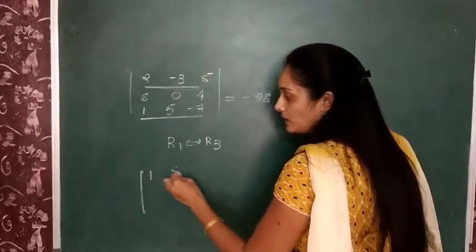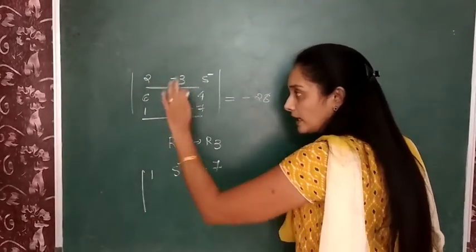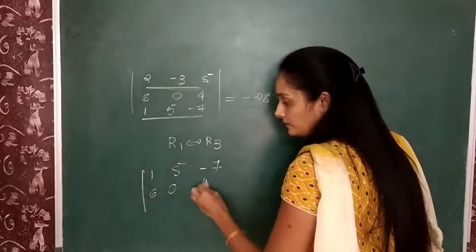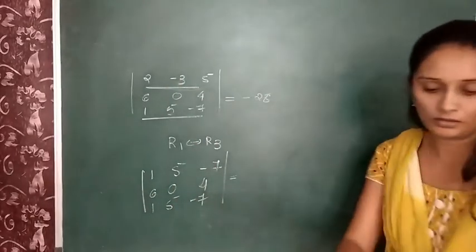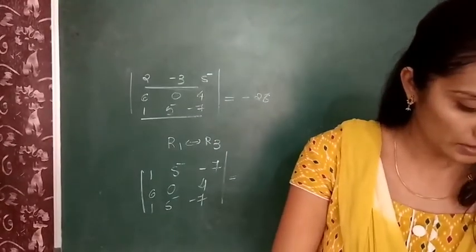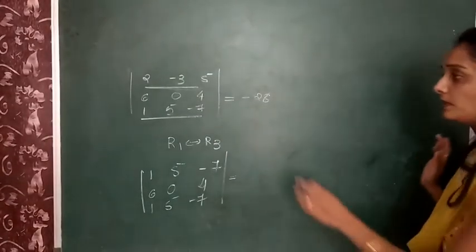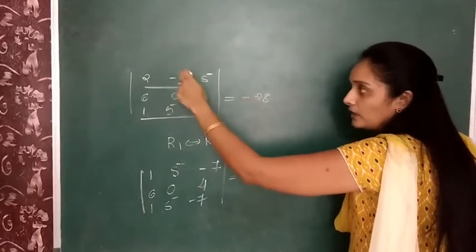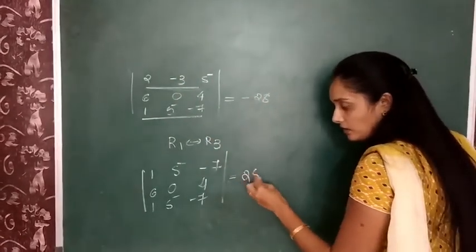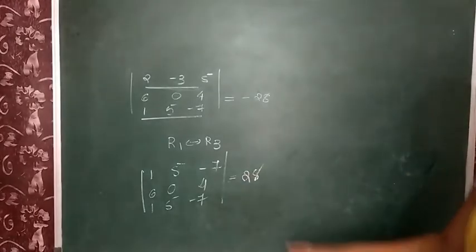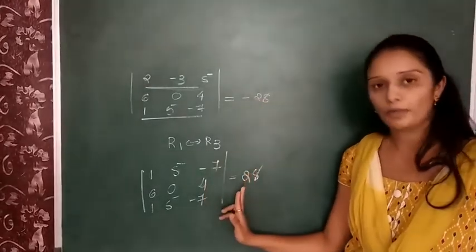So the determinant is like this. The second row is as it is. Then the sign of the determinant changes. That means if this determinant has the answer minus 20, then the answer of this determinant is plus 20.